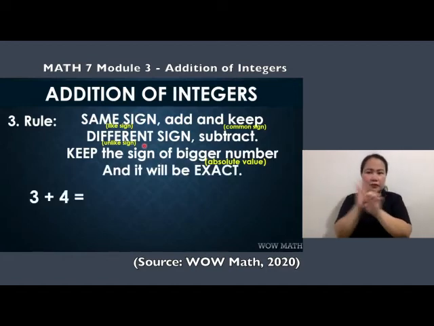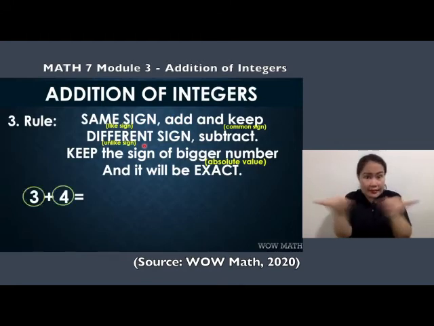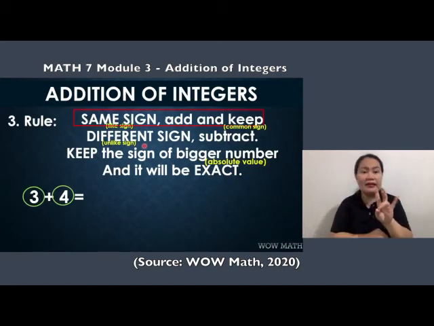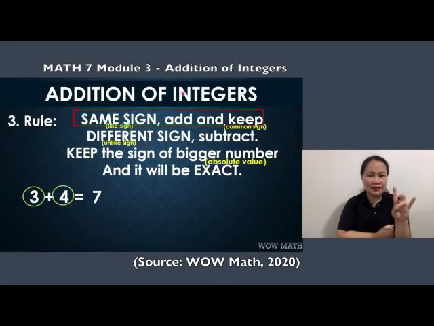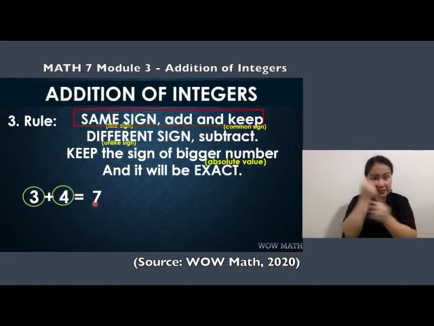So we have, let's have an example, positive 3 and positive 4. So pareho silang positive. So dito tayo, okay? So anong gagawin? Same sign sila, add. So 3 and 4, that is 7. And then keep yung common sign. Ano ba yung common sign? Okay, so pareho silang positive. So your answer is positive 7.